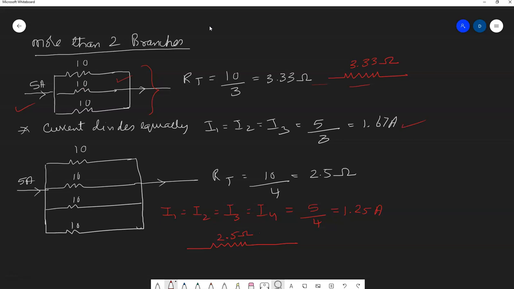You can extend this for 4 branches. Just take the resistor value here, 10, divide by the number of branches, and that gives you 2.5 ohms. So you can replace this with an equivalent resistance of 2.5 ohms. Then the current in all the 4 branches, I1, I2, I3, I4, will be equal to 5 divided by the number of branches, so 1.25 amps. These are some of the tips, if you remember, if you are given a 1-mark question, you can easily answer them.